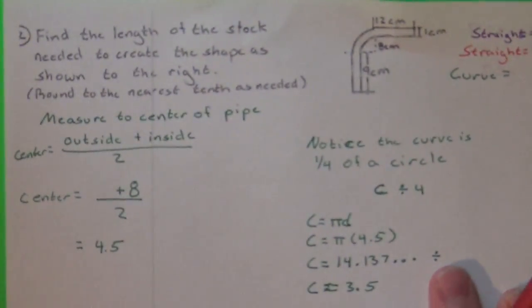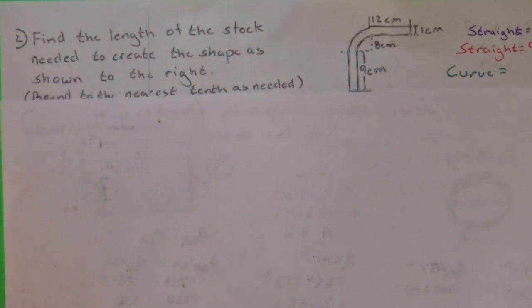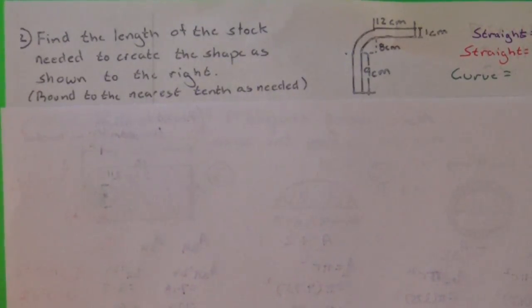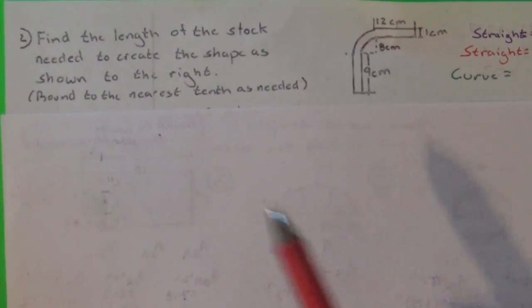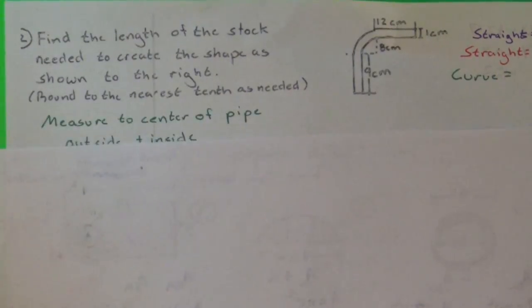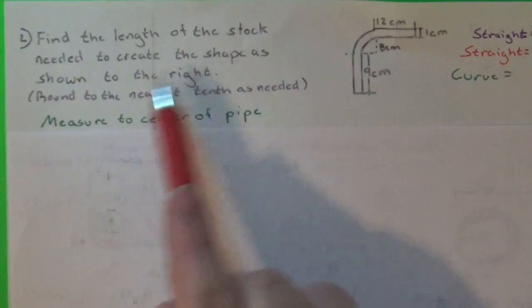Alright. So let me cover this up a little bit so you can already look at it, but I want you to see what's happening. Alright, so we have a pipe here, and it says find length of stock. Right off the bat, you should understand that you're trying to measure to the center of the pipe, okay? And we need to create this pipe shown.